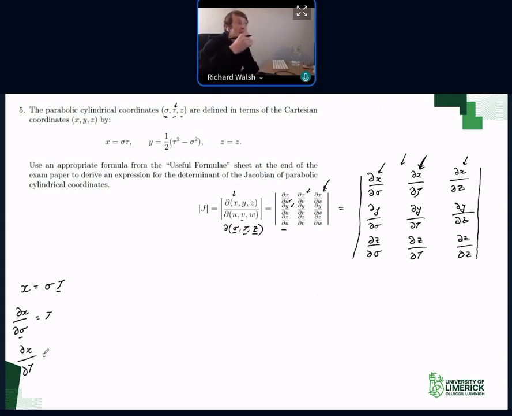So I'm going to treat sigma as a constant. So I'm treating it like 5 times tau. If I differentiate 5 times tau, I would get 5. Differentiate sigma times tau, I would get sigma.